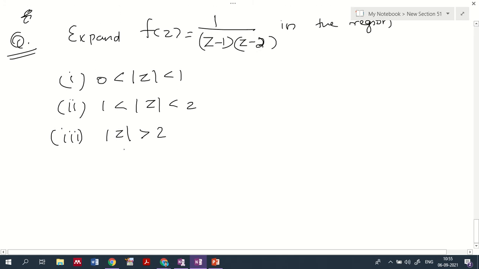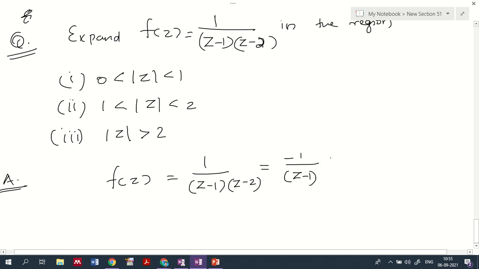I have a function f of z equal to 1 by z minus 1 into z minus 2. This I can represent as minus 1 by z minus 1 plus 1 by z plus 2. I am using the partial fraction method here, and I get the same representation as in the earlier case. So this will be equal to 1 by z plus 2 minus 1 by z minus 1.